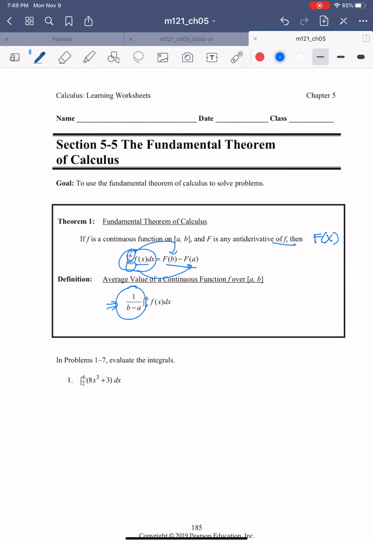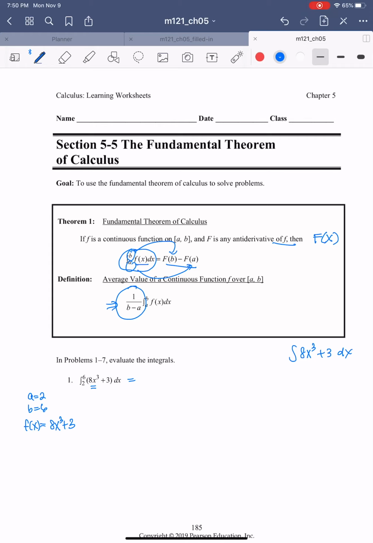Number 1. We're integrating from 2 to 6. So there's your a and b. So a will be 2, b will be 6, and your f of x is 8x cubed plus 3. Now, recall, don't get too caught up with 2 and 6. Just ignore that for a minute. And then let's integrate it. In 5.1, 5.2, we learned how to integrate, for example, 8x cubed plus 3, right? You know how to do this one if I give you this.